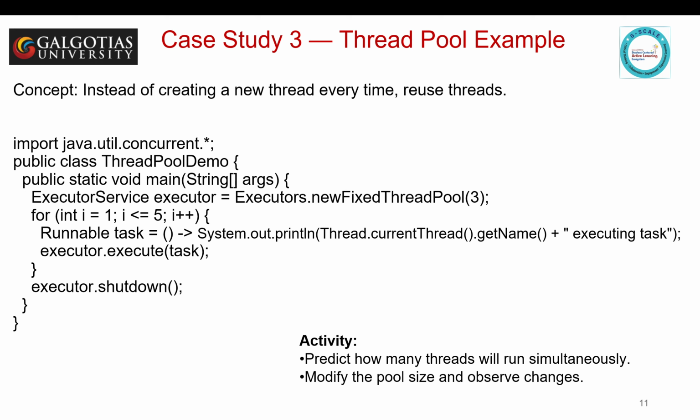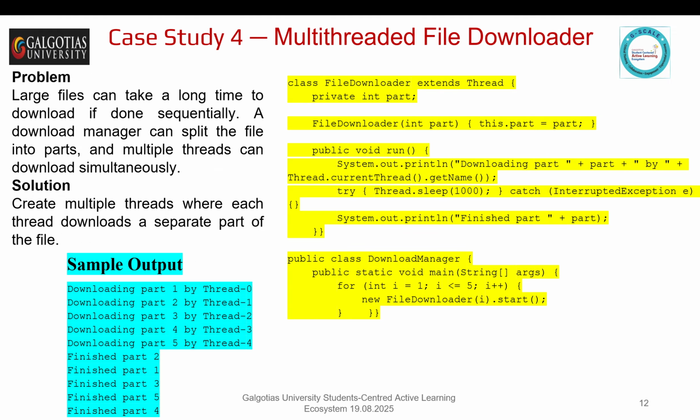Instead of creating a new thread for every task, a thread pool reuses a fixed number of threads. This improves performance and reduces overhead. Executor service manages the thread pool efficiently. In this activity, predict how many threads will run simultaneously. Change the pool size and observe how execution behavior changes.